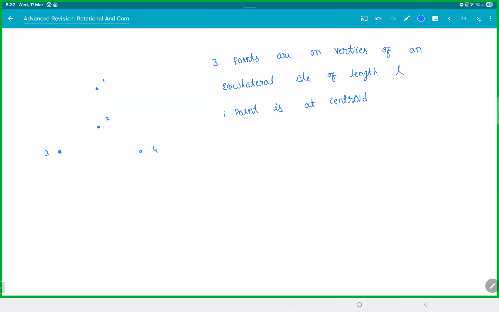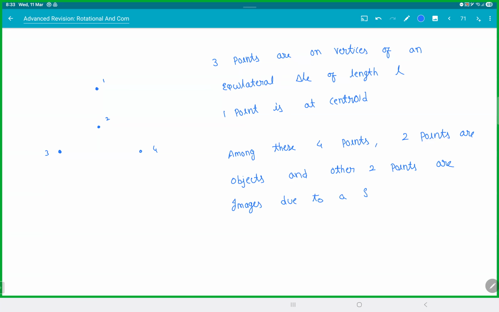Okay. Now, among these 4 points, two points are objects, and the other 2 points are images of these 2 points due to a single lens. Find the focal length of the lens.